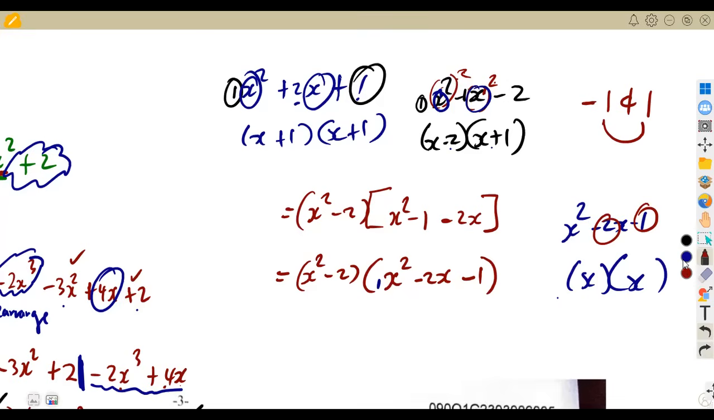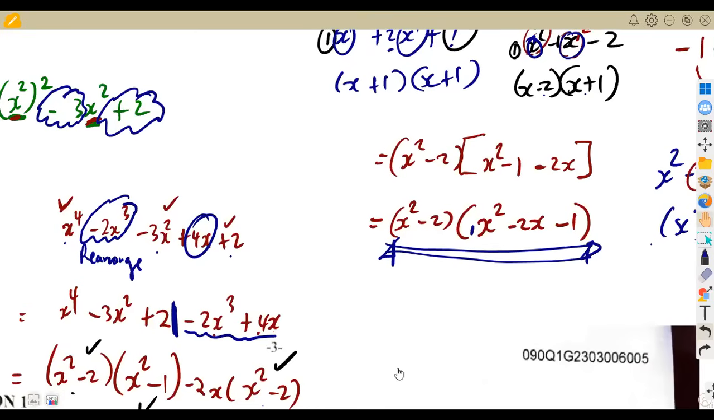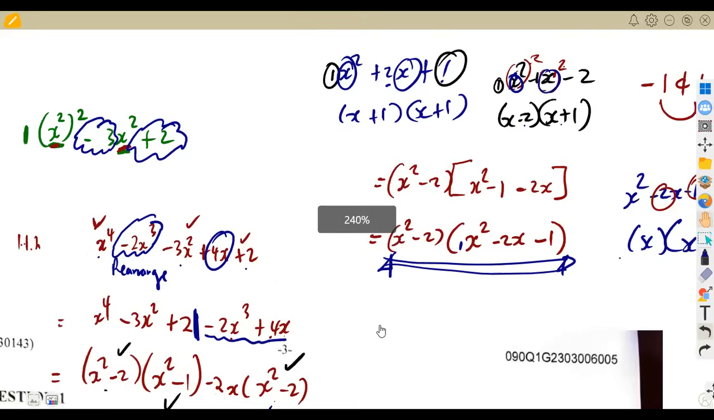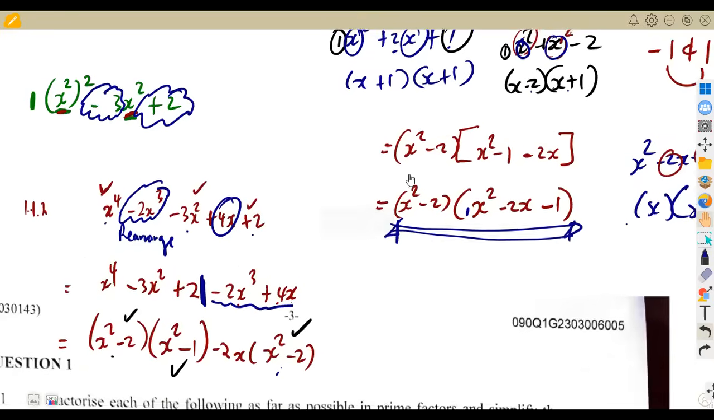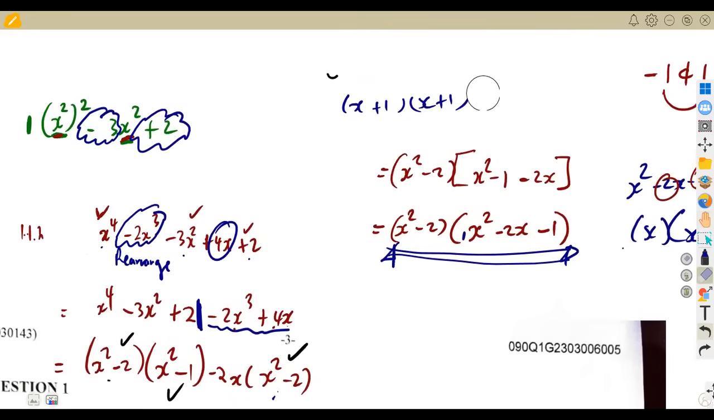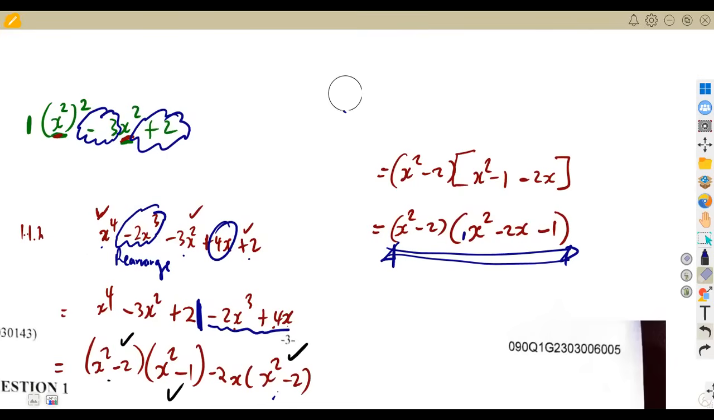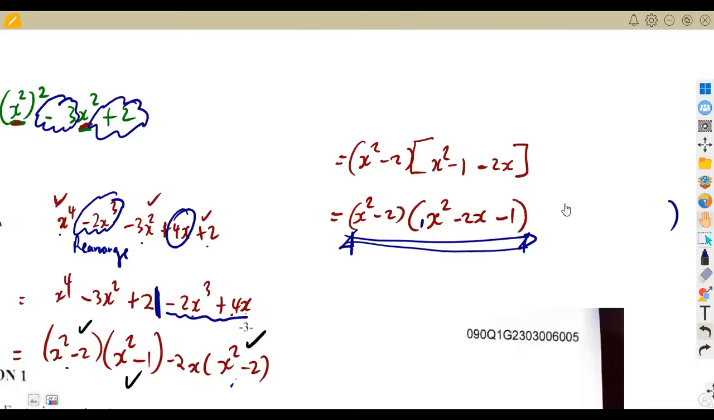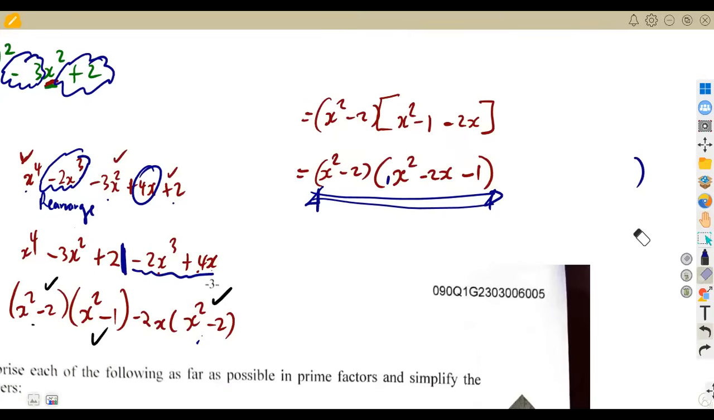So if it cannot be factorized, it means we are done. This will be our final answer. We can't factorize this any further. We are at the last stage of our simplification. That is to simplify as far as possible. So these are just examples or illustrations. Don't consider these, guys. I'm just illustrating how it is supposed to be from the normal sense of our factorization. So don't consider this.